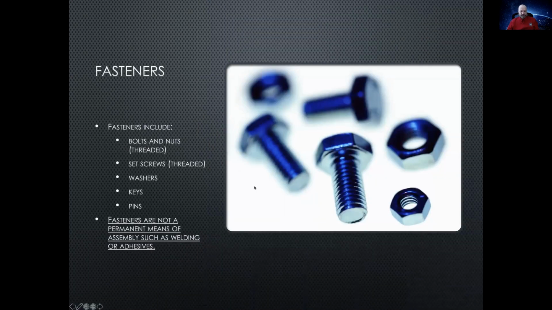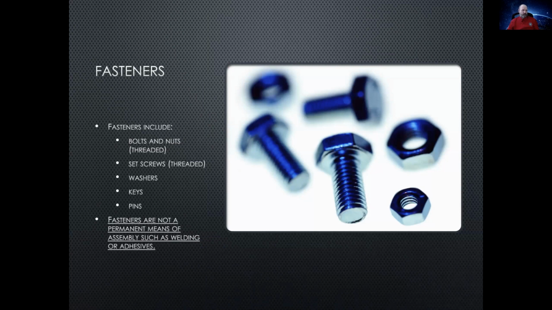All right, so let's start with some fasteners. So here's an example of a fastener. It's a bolt, right? We're all familiar with these. So nuts and bolts, they're all threaded. Set screws is another kind of fastener. And then you have washers that lock things into place, keys and pins, okay, that sort of thing.